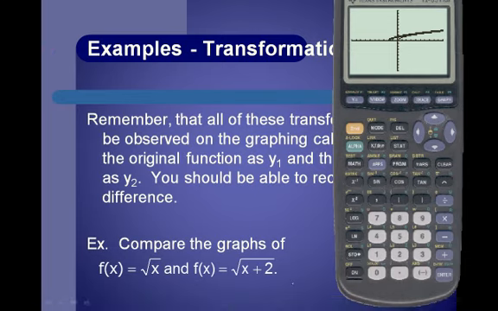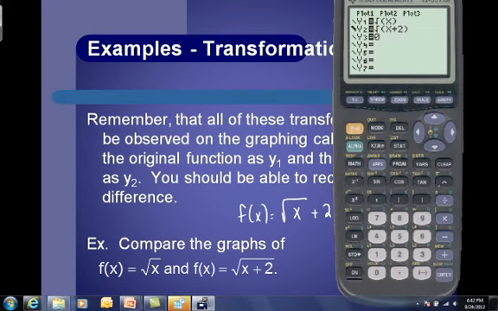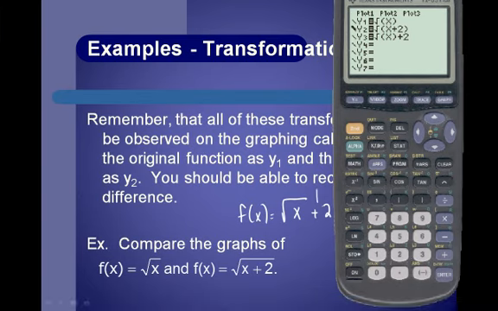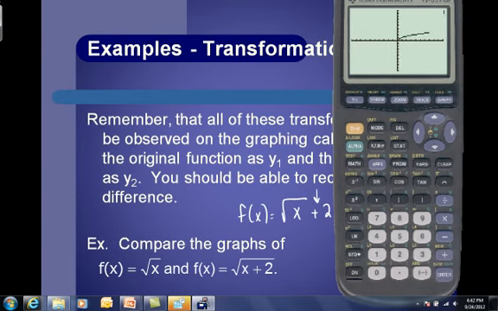Now, I didn't ask you this, but what if I asked you for f of x equals the square root of x, plus 2? Now notice on this one we're going to go to y equals the square root of x only in parentheses, plus 2. Now what do we think is going to happen? Well, the plus 2 means we're going to shift it up. So when we graph it, there's our square root of x, and there's our square root of x plus 2.